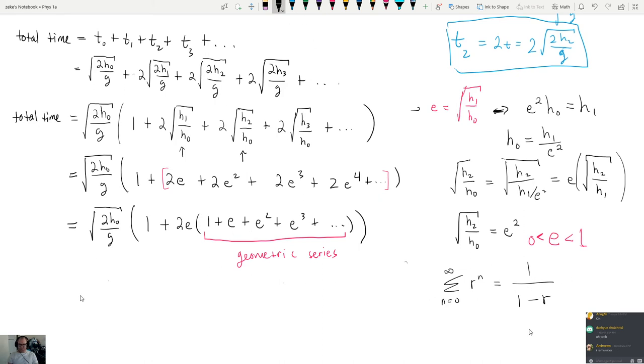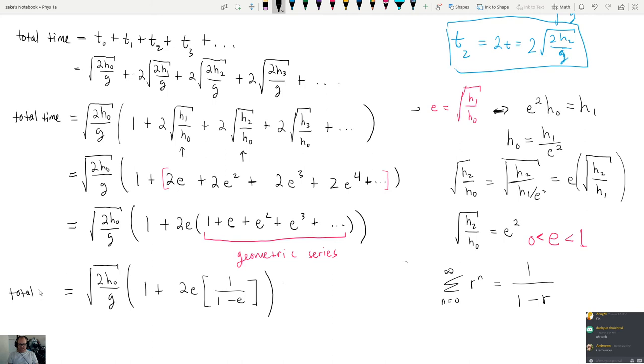Okay, so then what we get is square root of 2 h naught divided by g multiplied by 1 plus 2e, and then the entire series just gets replaced with 1 over 1 minus e. Power of infinite sums. And that's our answer. This is the answer to the problem.